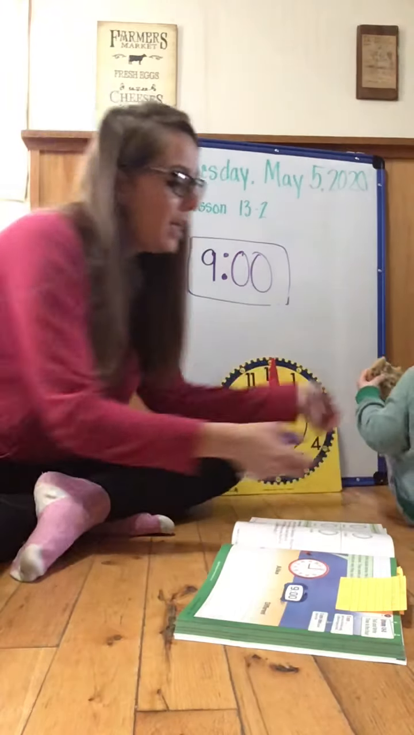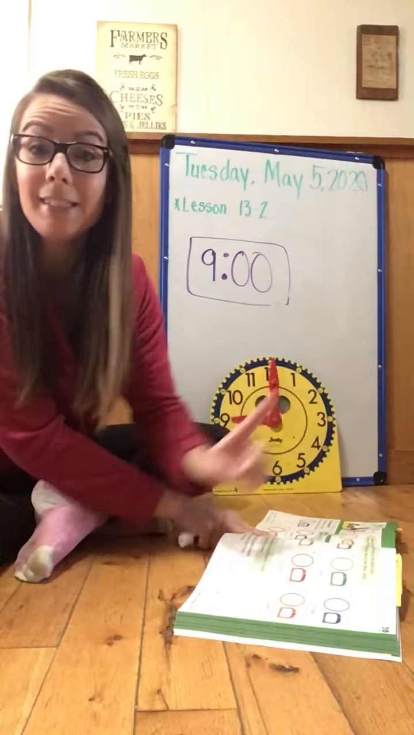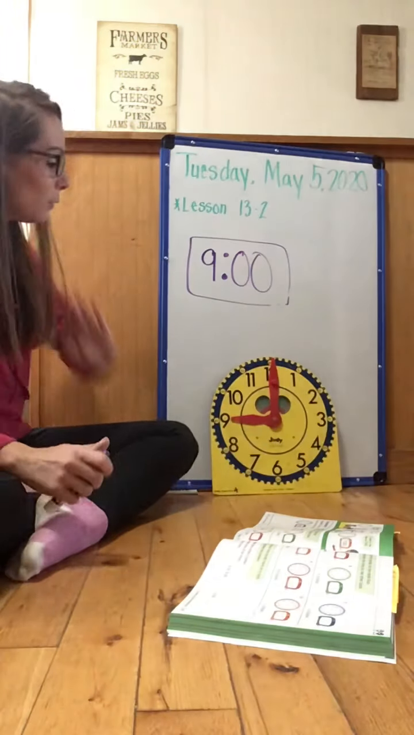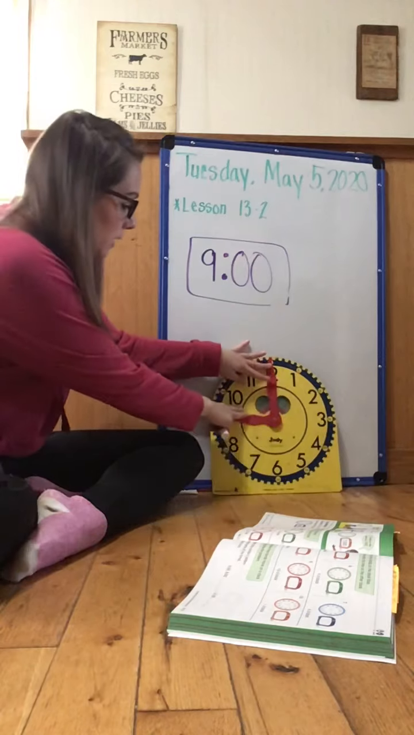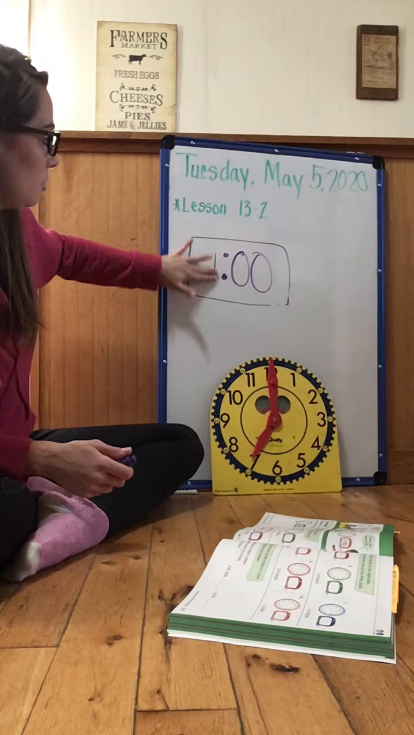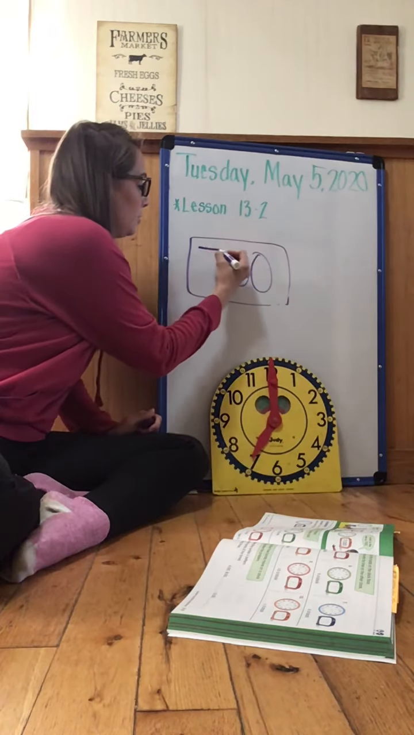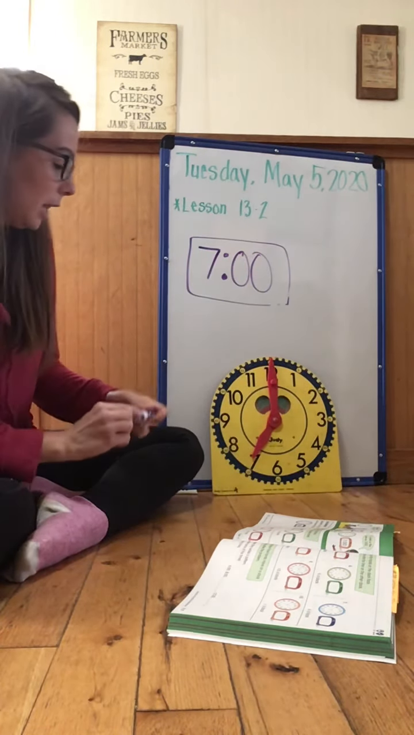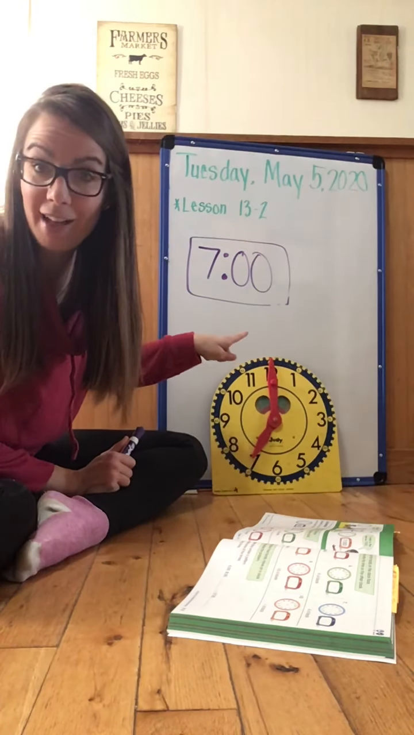Now, if I look at the next page, it says I eat breakfast at 7 o'clock. So let's make my analog clock say 7 o'clock. Remember, when the minute hand is straight up at the 12, that means o'clock. Here's 7 o'clock. So if I were to make my digital clock say 7 o'clock, I leave the 0, 0, and I just put my 7. So this clock shows 7 o'clock, and this clock also shows 7 o'clock.